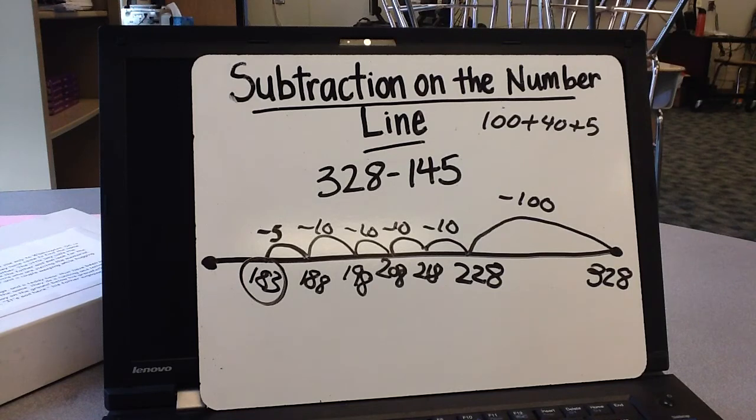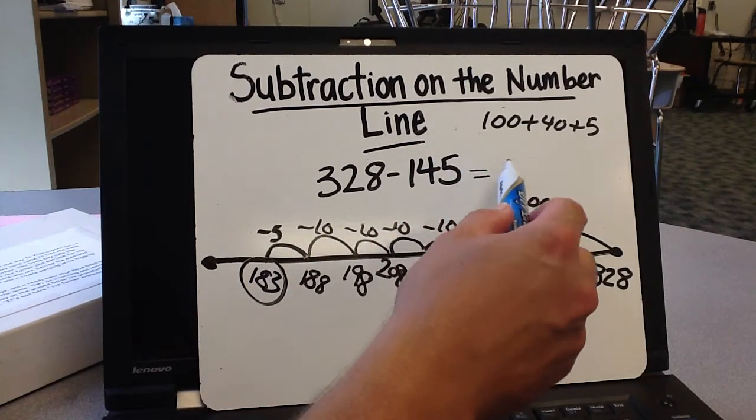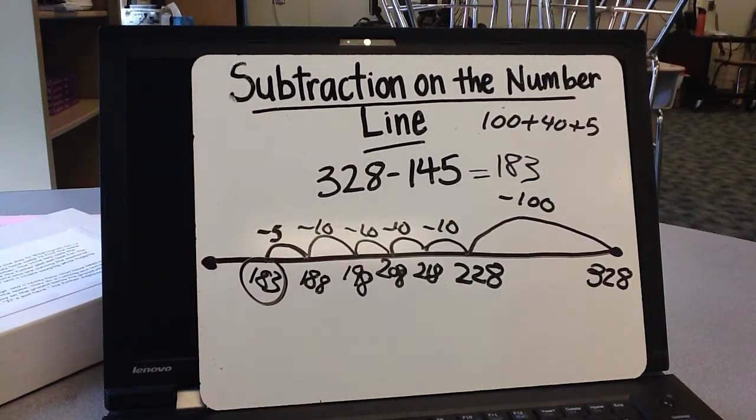So my final answer is 328 minus 145 equals 183. So that's how I would use the number line to solve a subtraction problem.